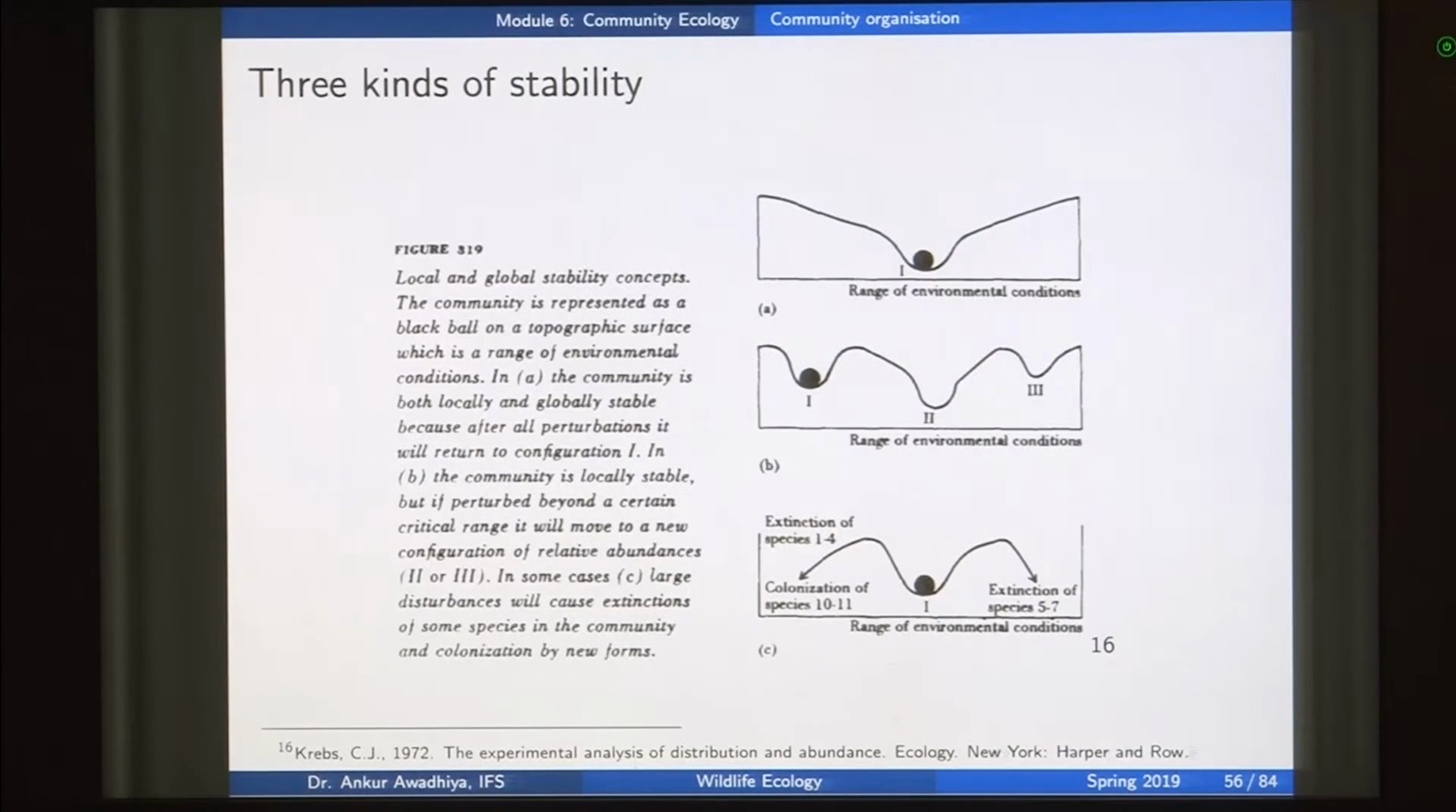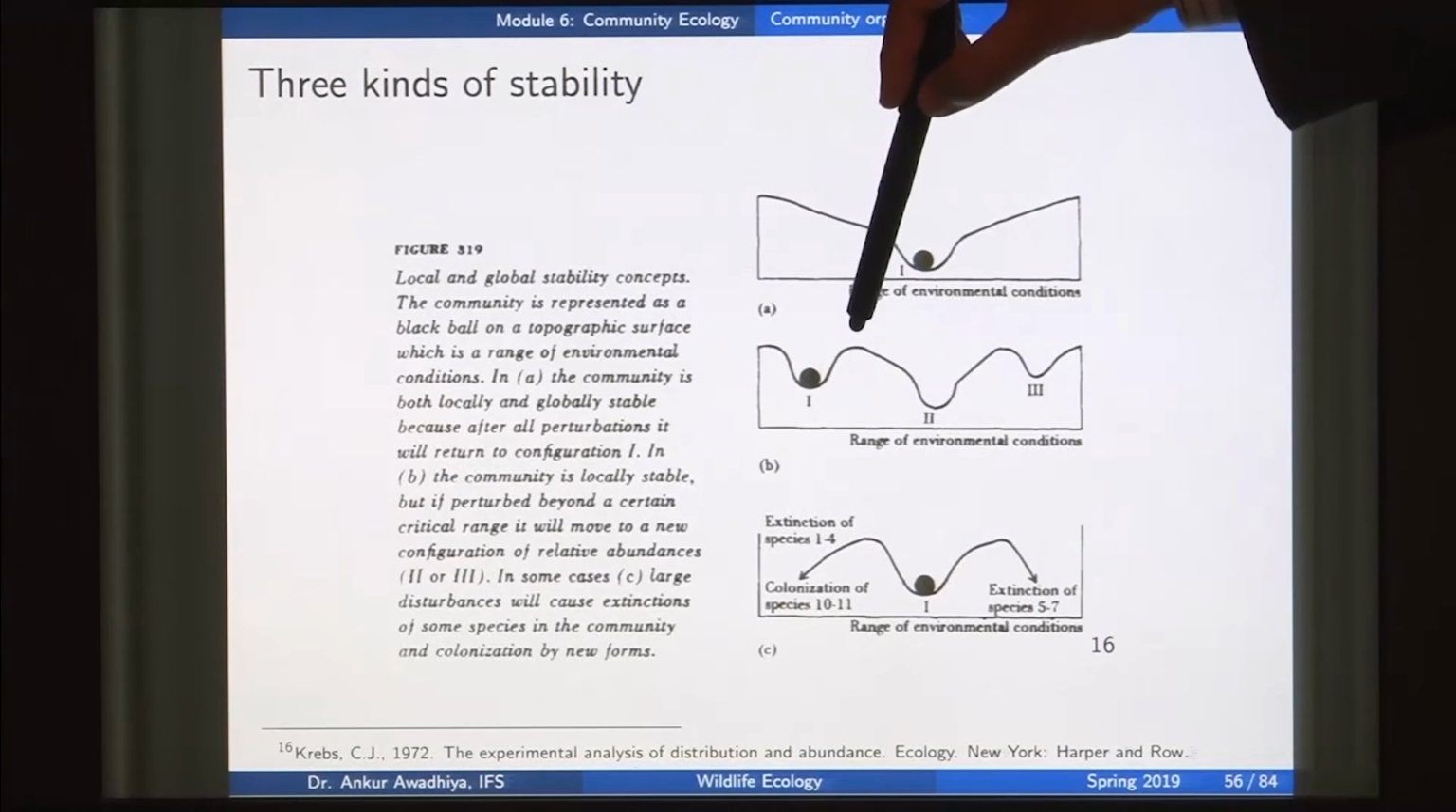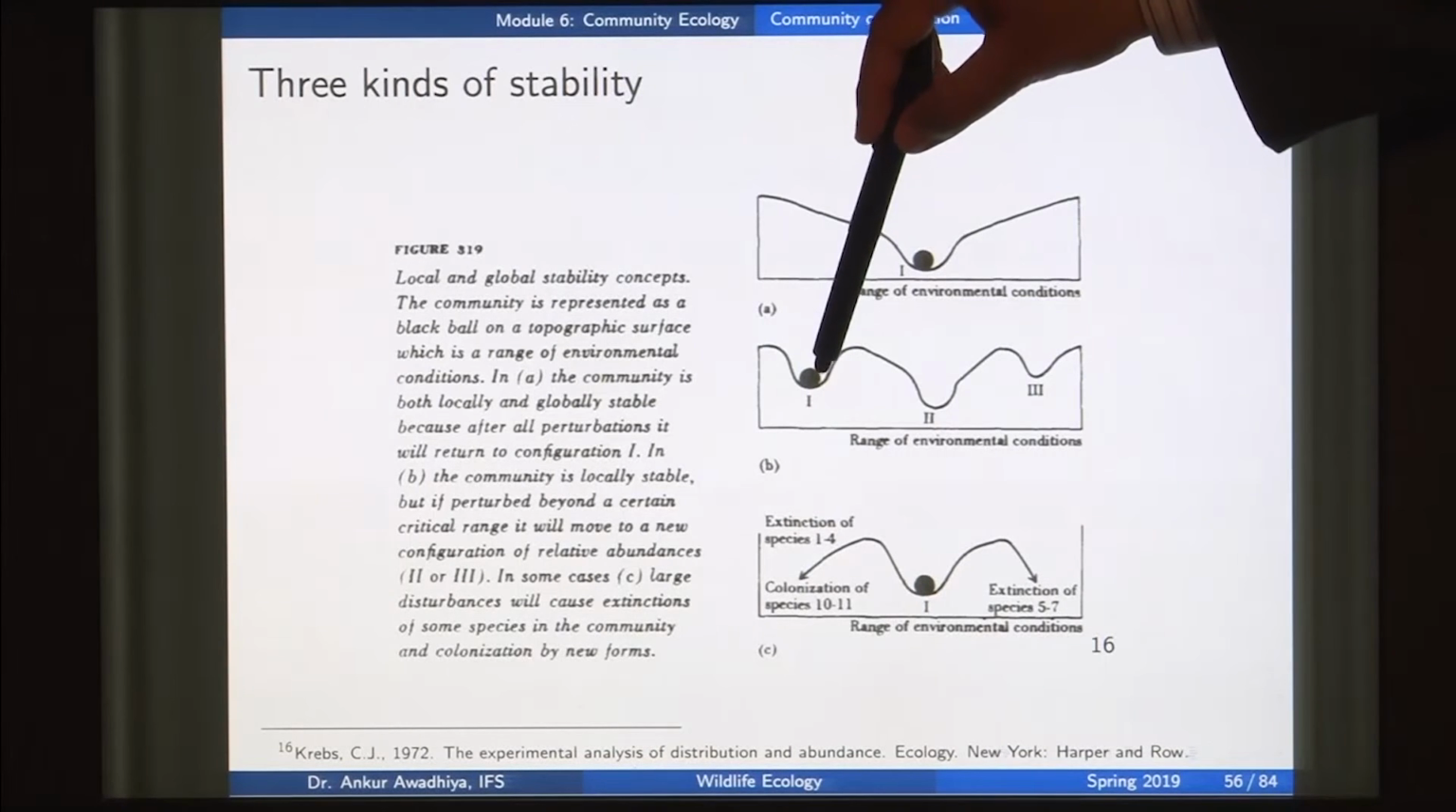So, the large scale disturbances will result in extinctions of some of the species, and probably the structure of the community will change completely. So, again to come back to the topic, if you have global stability, then even large scale disturbances will bring your community back to the initial state. In the case of a local stability, if you have small amount of changes, the community will come back to the initial state.